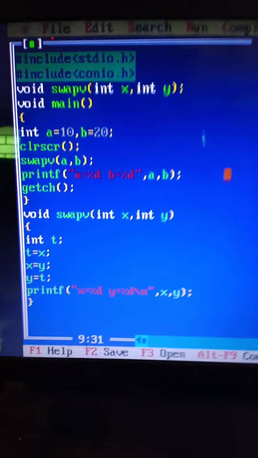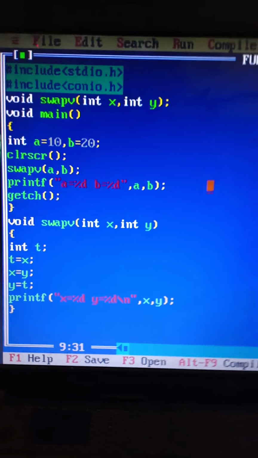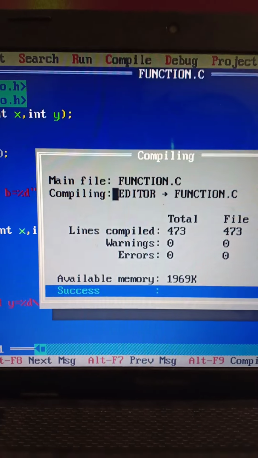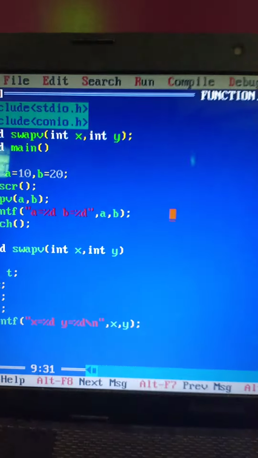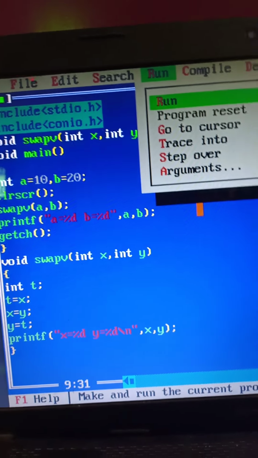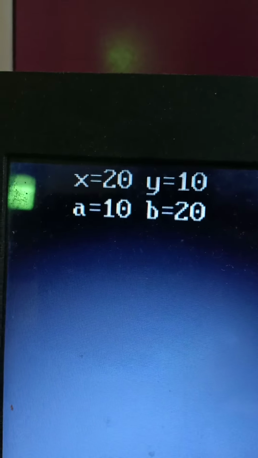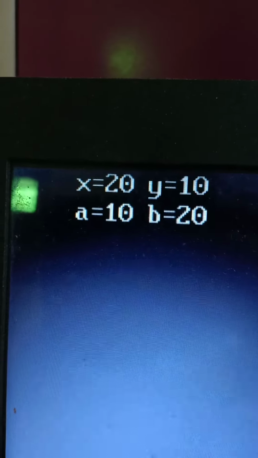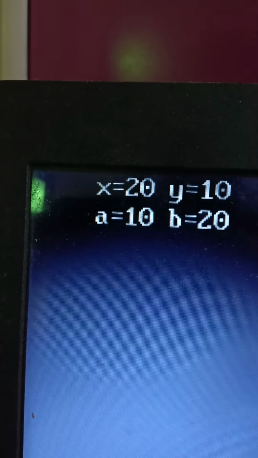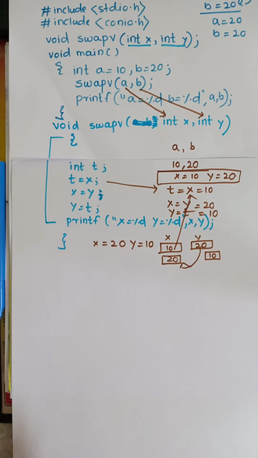So look here, I already wrote the program. Okay, so now I compile this one and check whether there are any errors. No, the errors are 0. Okay, so now I execute the program, run. Now look, what is the value? x equals to 20. In the starting, x equals to 20, y equals to 10, then a equals to 10, b equals to 20. Okay, so look.